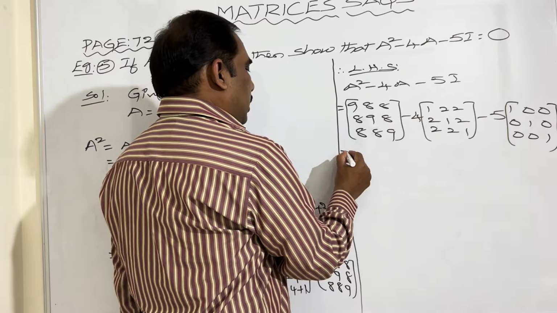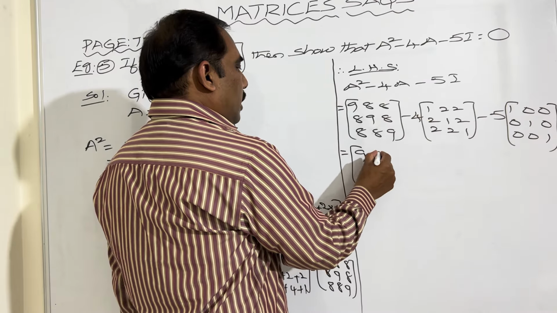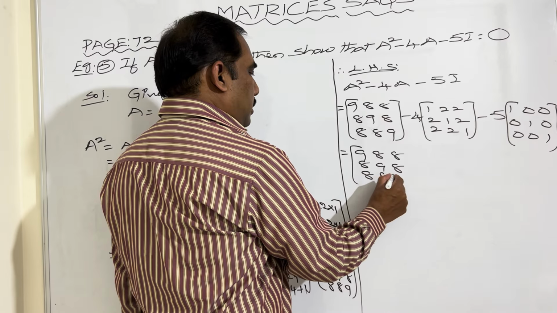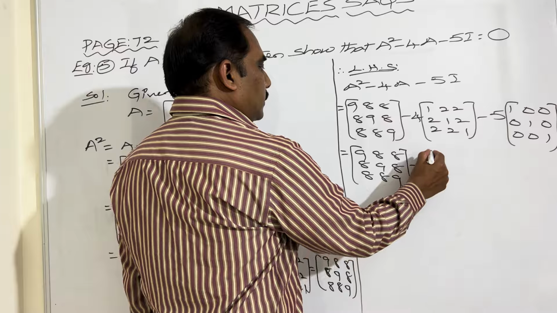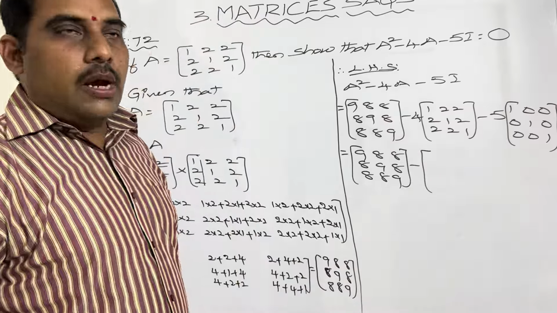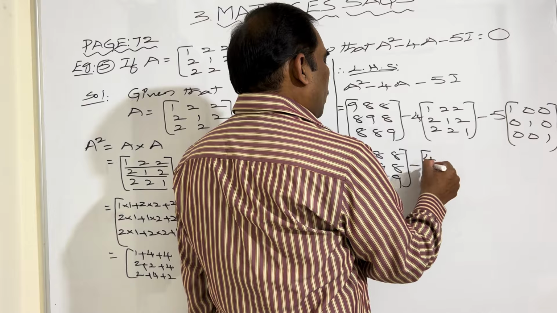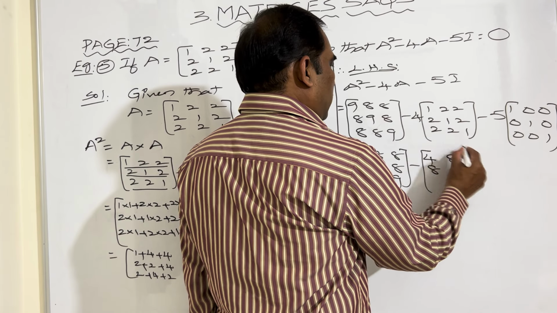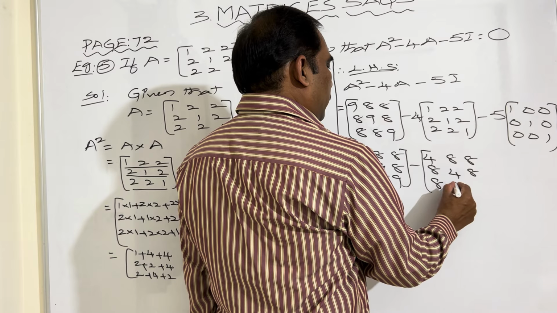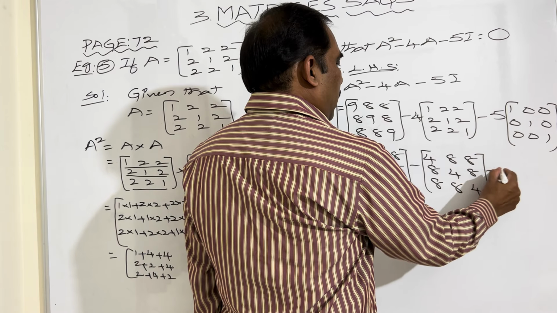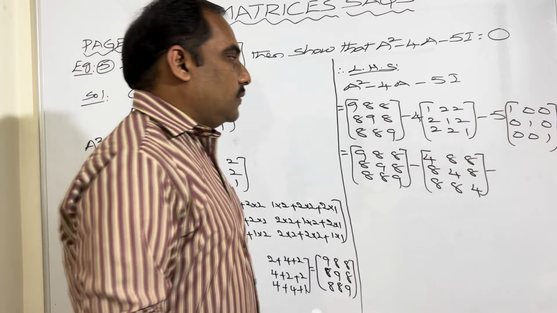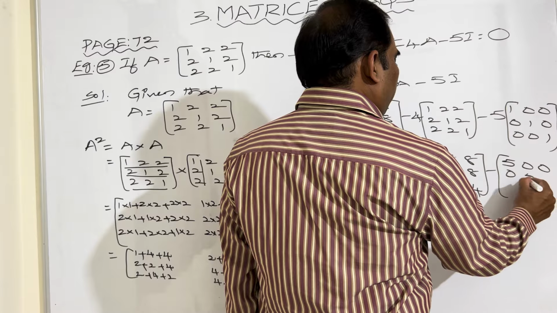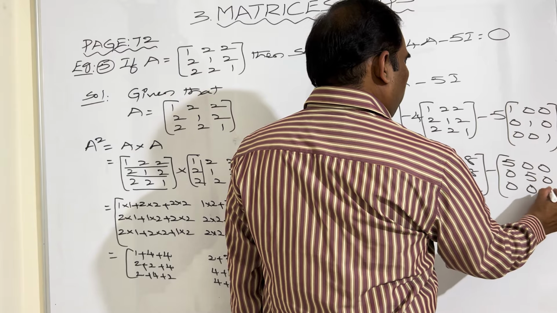So now we get 9, 8, 8, 8, 9, 8, 8, 8, 9, writing as it is. And multiplying this matrix A by 4, we get 4, 8, 8, 8, 4, 8, 8, 8, 4. And minus multiplying the unit matrix with 5, we get 5, 0, 0, 0, 5, 0, 0, 0, 5.